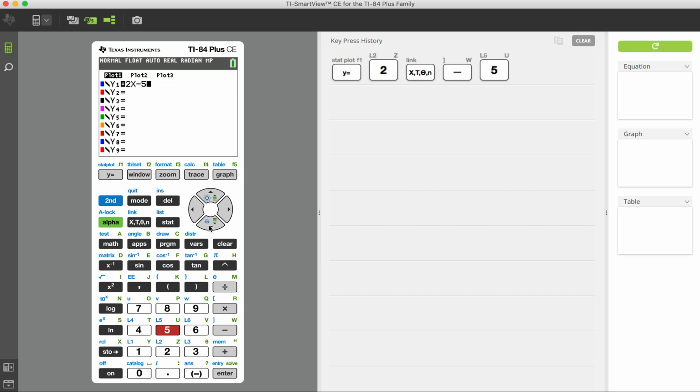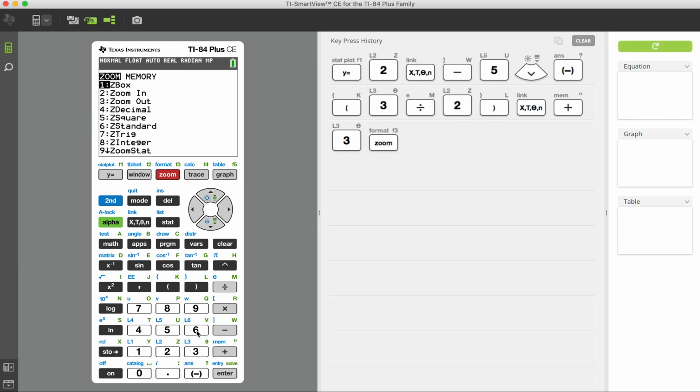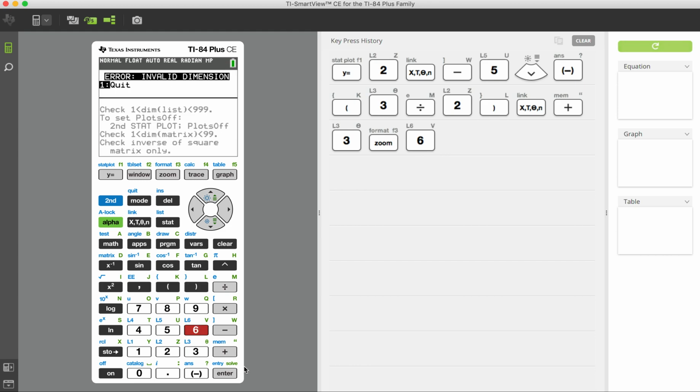So be careful how you plug in this negative 3 halves x. What I would recommend doing is, number 1, you have to use the negative sign rather than the subtraction sign to begin your equation. And number 2, I would recommend plugging in your 3 halves as either 1.5 or in parentheses for that fraction, so 3 over 2, and then we can continue with the equation to put x plus 3. Once you have your two equations in there, we can graph them using our standard viewing window. So do zoom and then number 6 so that we can see each of these.